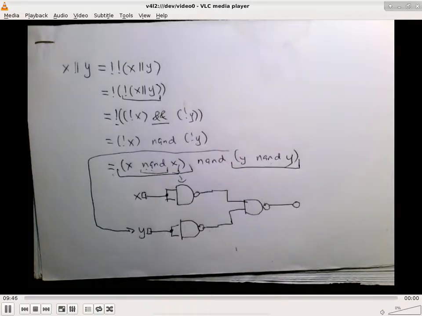So are there any questions about the solution to that particular problem? How to use NAND gates to implement regular OR or disjunction? No questions? It's all good?